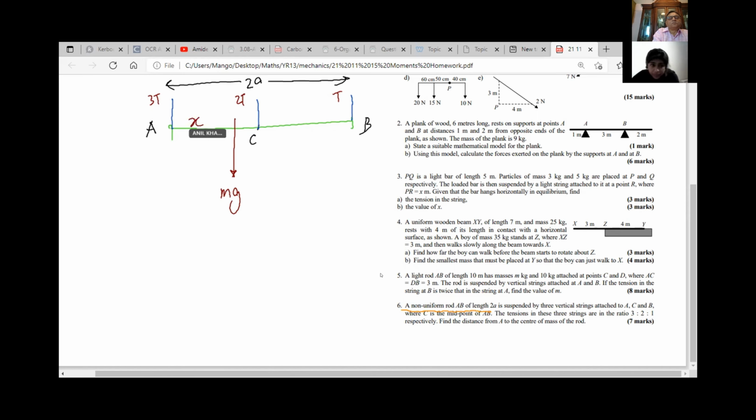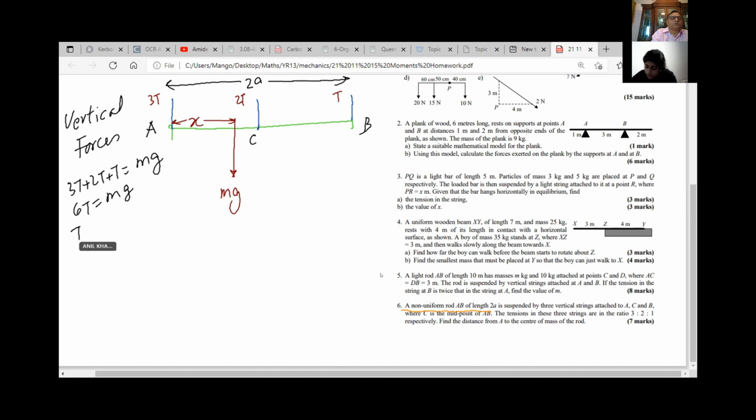So now, how will you do this? Upward forces are these tensions, right? Vertical resolution has to equal mg. So 3T plus 2T plus T equals mg. So 3 plus 2 plus 1 is 6T. 6T equals mg, so T equals 1/6 of mg.